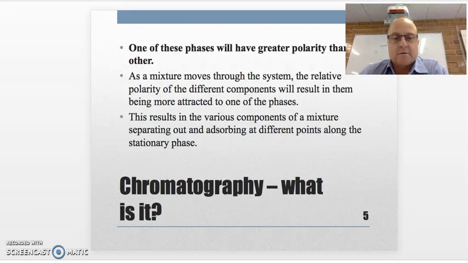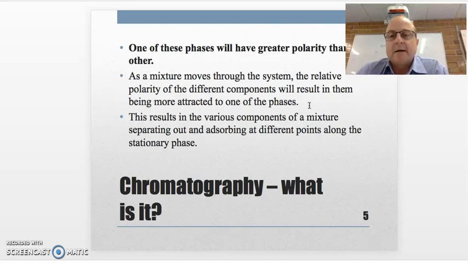how it works and what it looks like. So essentially, we have the stationary phase and the mobile phase, and they will have different polarities. The stationary phase might have a greater polarity than the mobile phase, or the opposite way around, the mobile phase could have a greater polarity than the stationary phase. Okay, so as a mixture moves through the chromatography system, the relative polarity of the different components will result in them being more attracted to one of the phases.